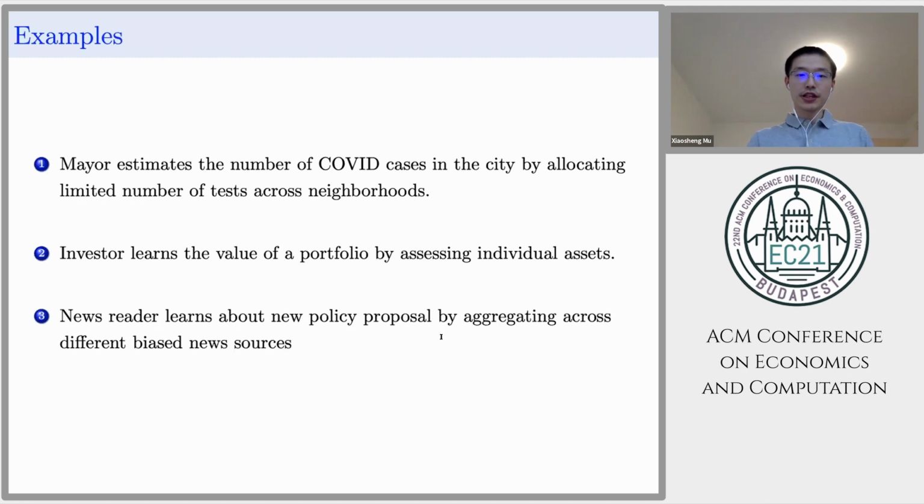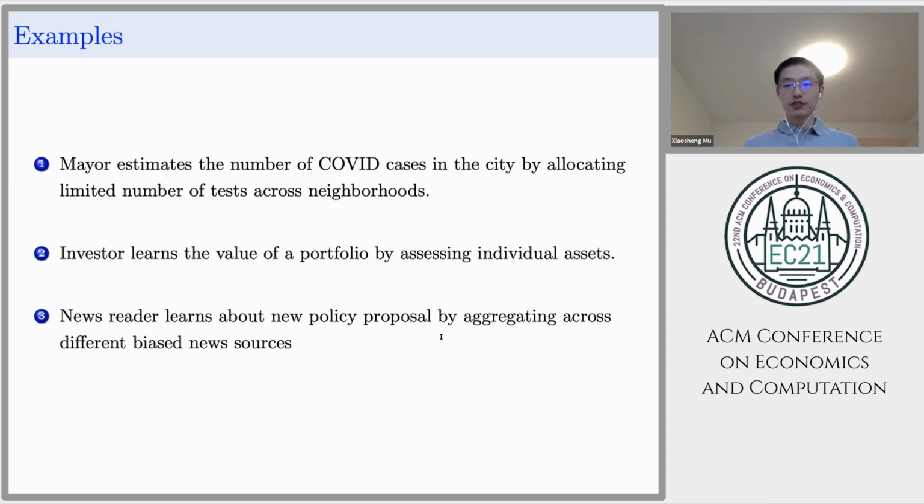As a first example, imagine that a mayor wants to estimate the number of COVID cases in the city. What he or she could do is to allocate a limited number of tests across different neighborhoods. More tests devoted to a particular neighborhood will increase the precision of knowledge about the incidence rate in that particular neighborhood. But because the mayor ultimately cares about the overall number of cases in the city, he wants to balance these test allocations across different neighborhoods.